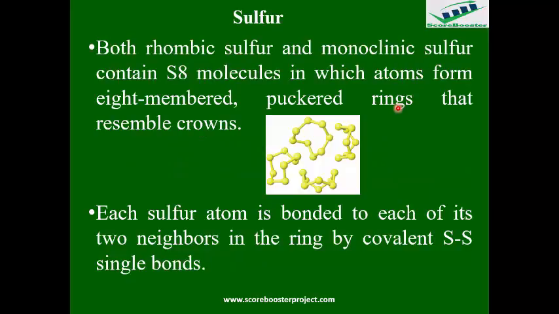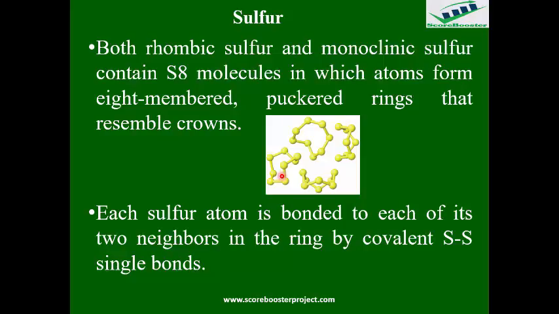Both rhombic sulfur and monoclinic sulfur contain sulfurate. That's what they call it, sulfurate. It contains S8 molecules, in which atoms form an 8-membered puckered ring that resembles a crown. If you see this, unlike in phosphorus where we have 4, this one is 8. See, 1, 2, 3, 4, 5, 6, 7, 8. So this one is also 8, this one is 8, this one is 8, like that. So the molecules of sulfur are 8 all the time.